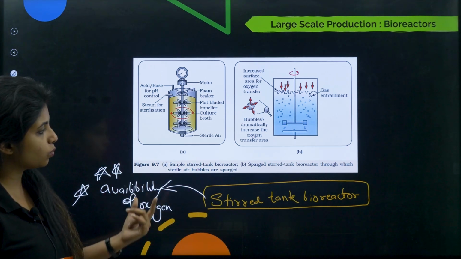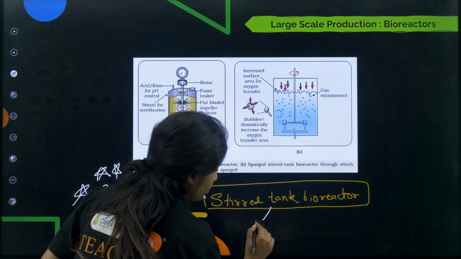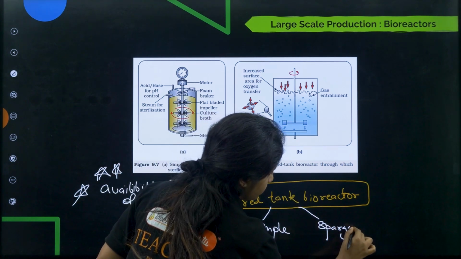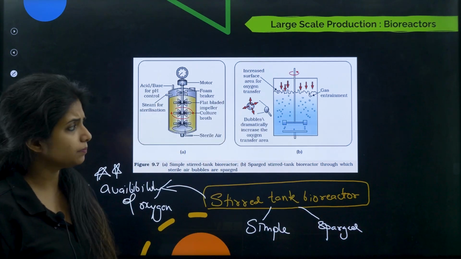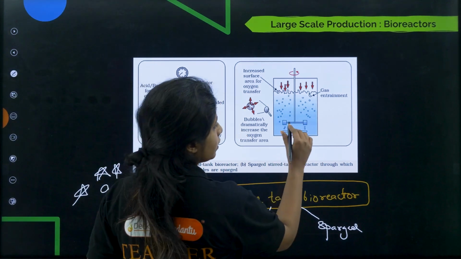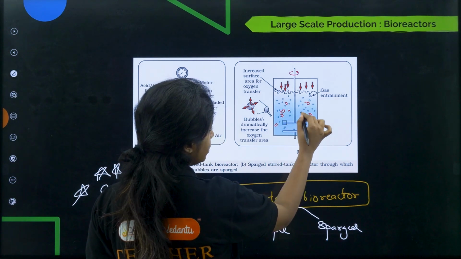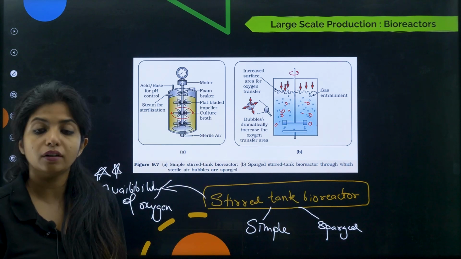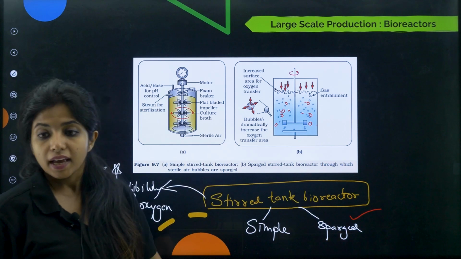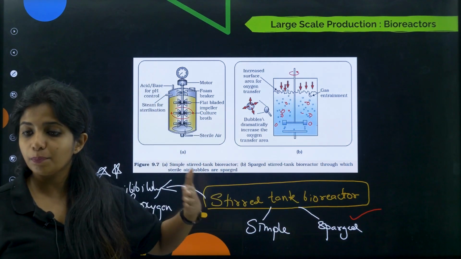Now again you have two different types. One is simple stirred reactor that you can see over here. The other one is sparged. What happens in sparged reactor? Over here, there will be air bubbles, and air bubbles, as you know, can easily diffuse, and they give a better way of oxygen transport inside the bioreactors. So this would be the one that is more preferred in comparison to the simple one. We use the sparged one, that is a better quality one.